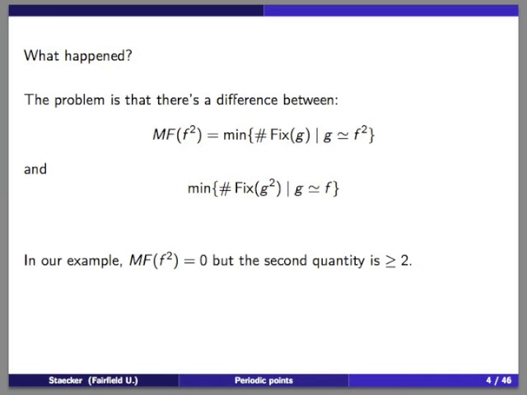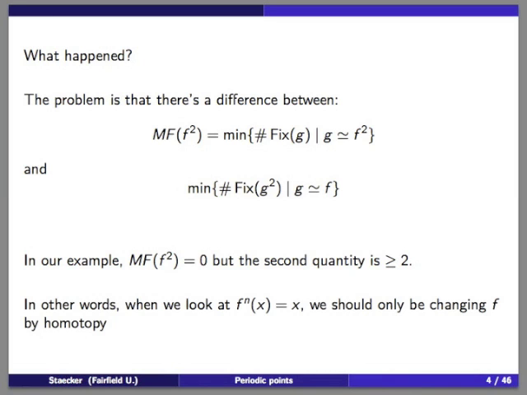All right. In our example, the first one was 0 because the second iterate was the identity map, which can be made fixed point free by homotopy. But the second quantity is greater than or equal to 2. That's because what I said before, any map homotopic to this map has to have at least 2 periodic points of period 2. So those are 2 different numbers.